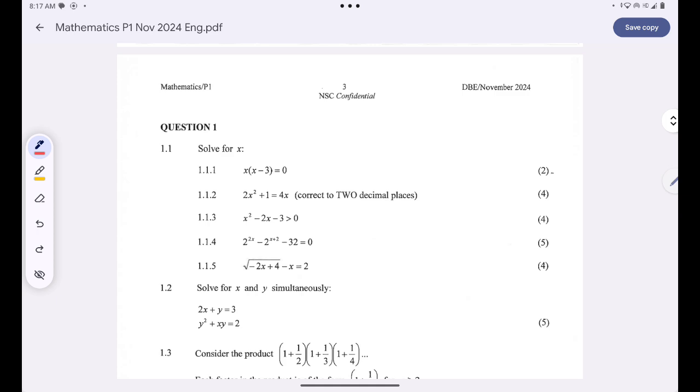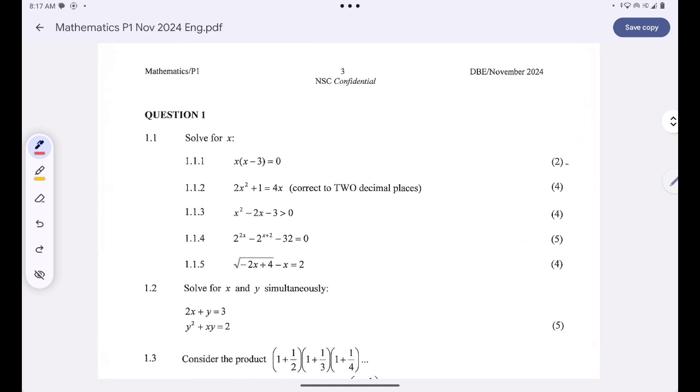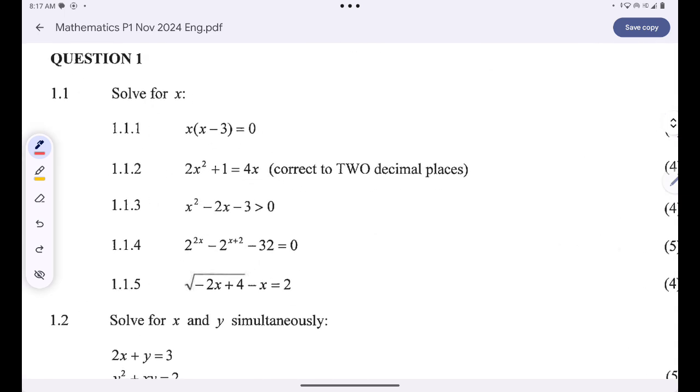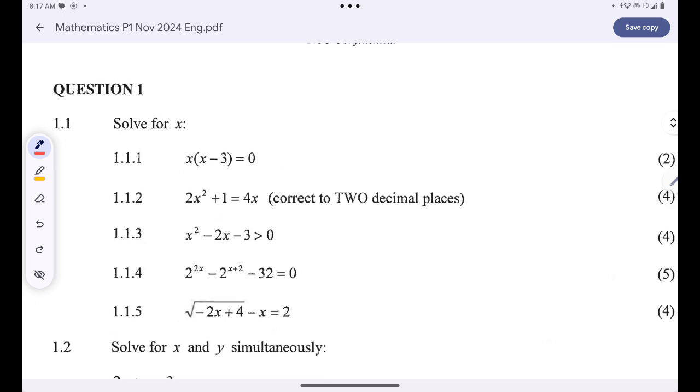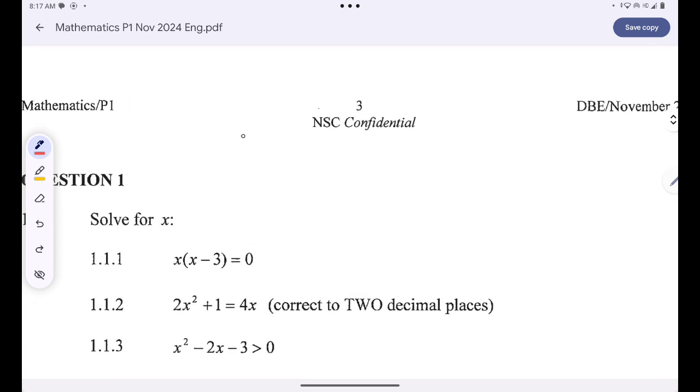Okay, question 1.1. I'm supposed to solve for x. For the first question, guys, I'm already given two things that are multiplied and I have 0 on the right hand side. I'm just going to use the rule that says if I'm multiplying two things and the answer is equal to 0, this simply means the first one can be 0 or the second one can be 0. That's what I'll do over here.